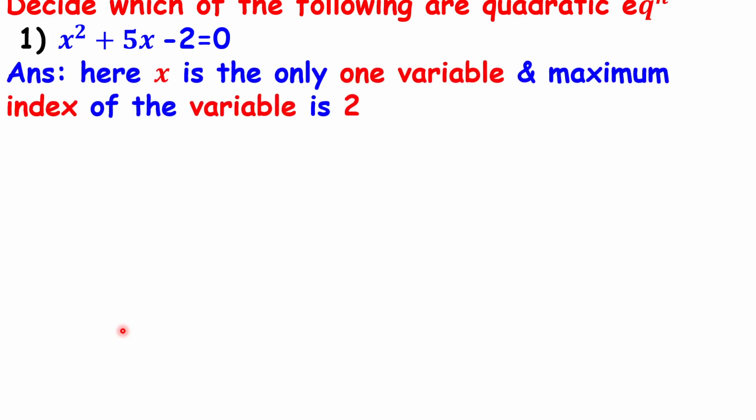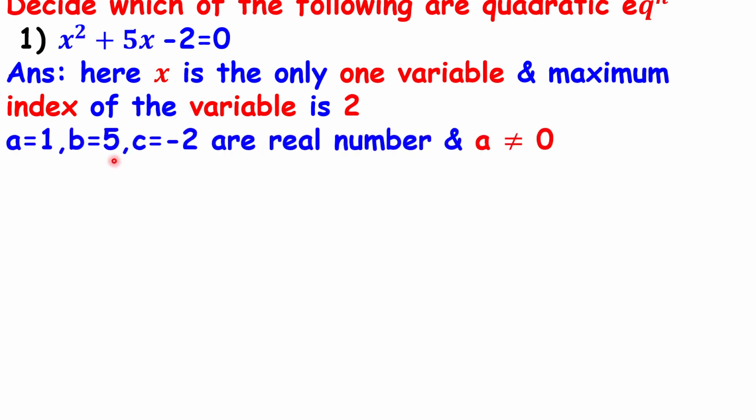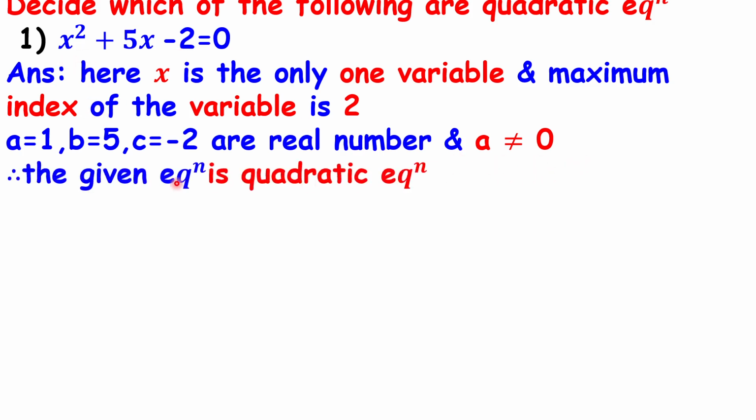Decide which of the following are quadratic. x square plus 5x minus 2 equal to 0. Here x is the only one variable and the maximum index of the variable is 2. Therefore, a is equal to 1, the coefficient of the square term. The coefficient of the middle term is 5. Therefore, b is equal to 5 and c is equal to negative 2 are real numbers, and the coefficient of the square term is not equal to 0. Therefore, the given equation is a quadratic equation.